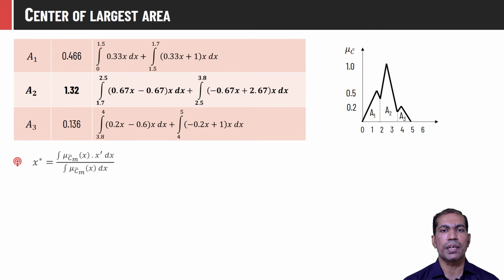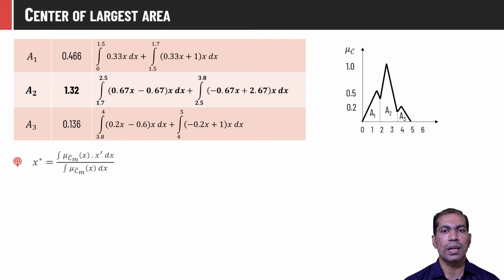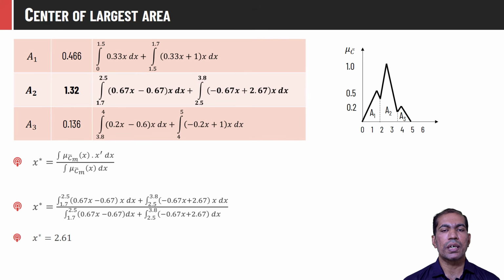A2 is the maximum area, so we have to utilize that area for computing the crisp value. That area is made up of lines CD and DE, and we know that those lines vary from 1.7 to 2.5 and 2.5 to 3.8. We already know the equations of both lines. So when we put them into the equation of x star, we will get the crisp value as 2.61. So this is how we can compute the crisp value using the center of largest area method.